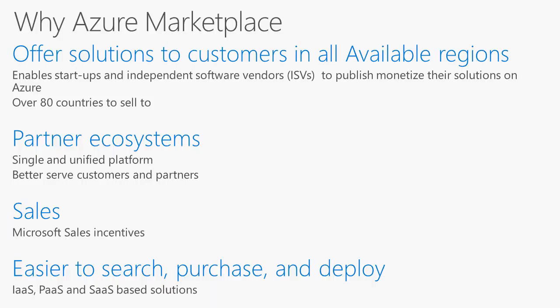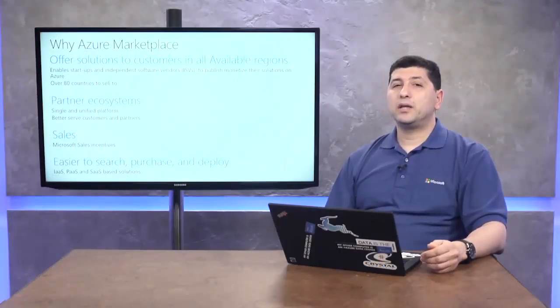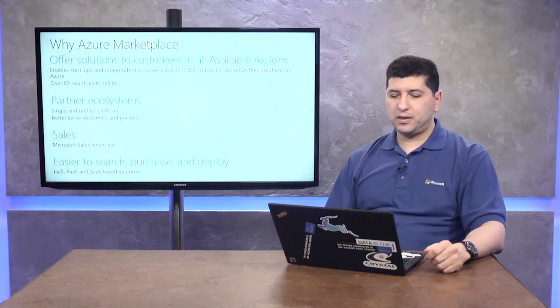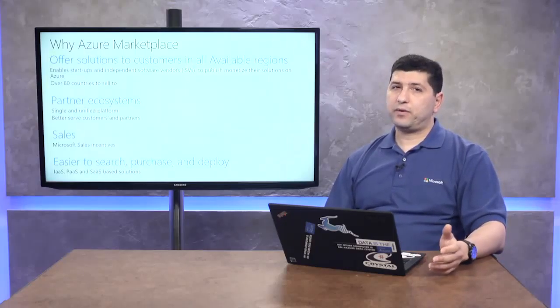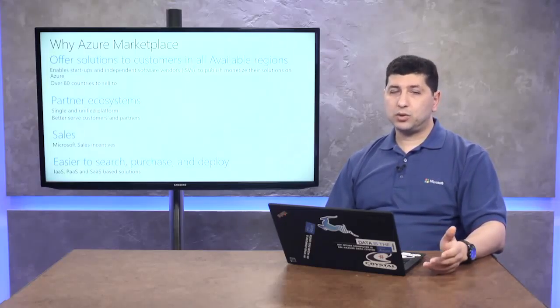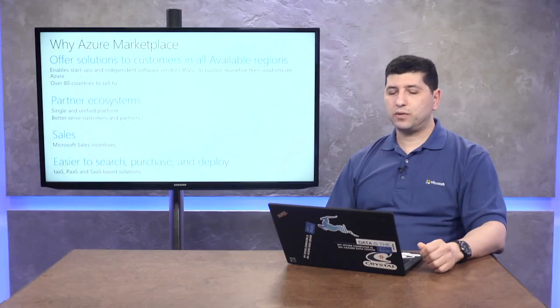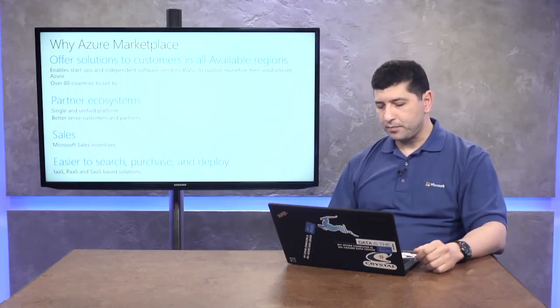Discoverability is also a key component, so your applications are discoverable to our end users. So it's easy to search, as we've seen, easy to purchase, and deploy. All the benefits that we've seen that users get are benefits that publishers get as well, because it's easier to consume these solutions. And these solutions can vary from IaaS solutions, PaaS, platform as a service, or infrastructure as a service, or SaaS, software as a service-based solutions.